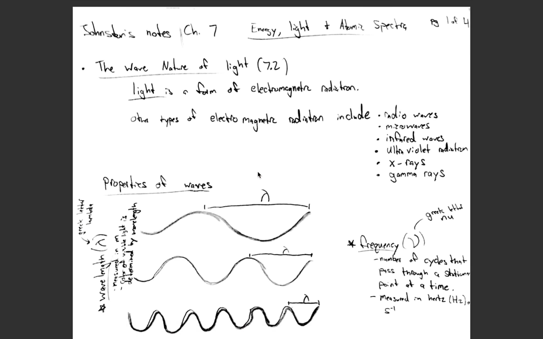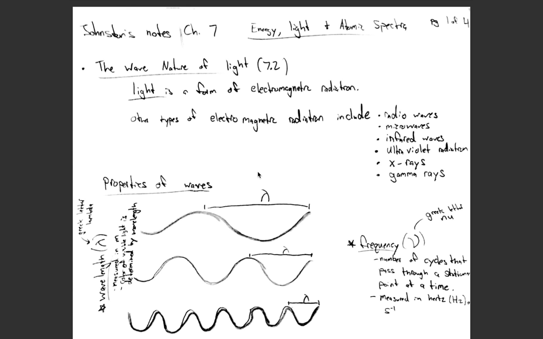All right, here we go. For today, we're going to be talking about energy, light, and atomic spectra. This information is important because in order to understand the nature of the electron configuration, we've got to understand where that information came from. We're going to start with a little bit of background information on really the wave nature of light, what light is, and what we know about light.